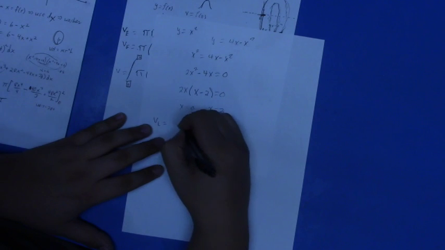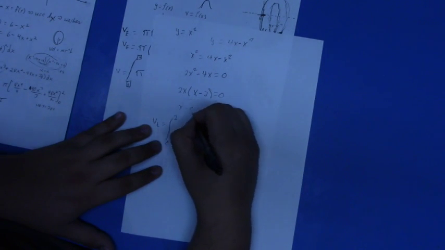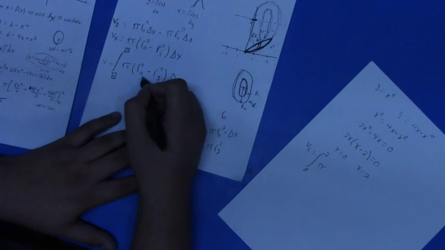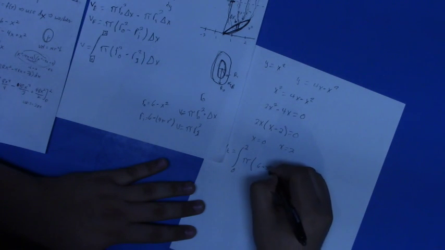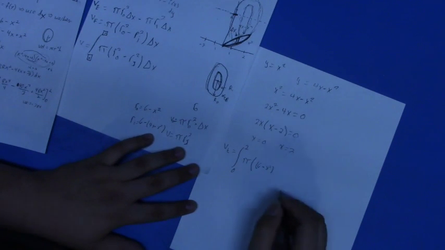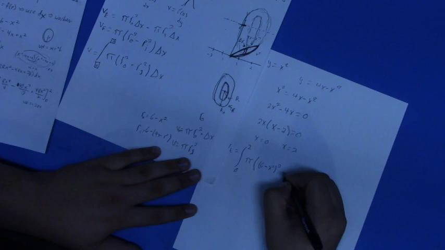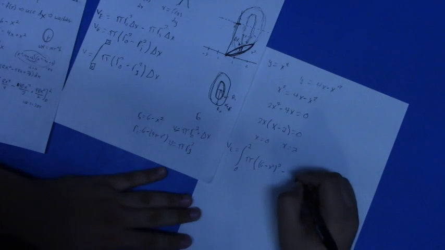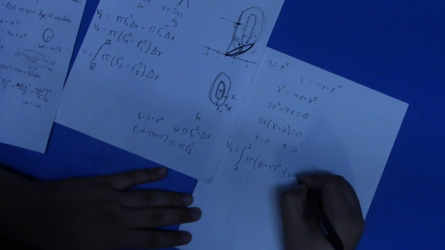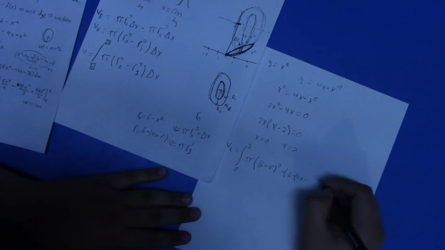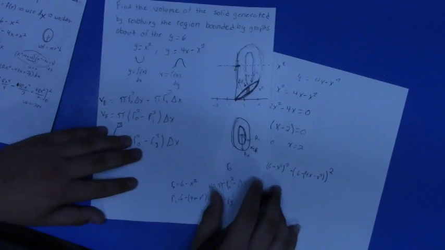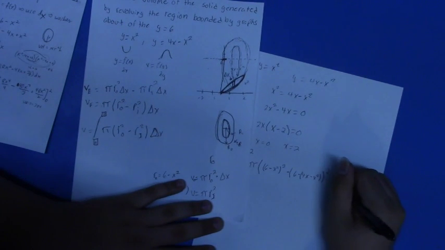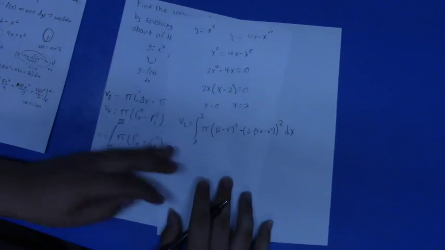Alright, so the total volume is going to be an integration from 0 to 2 of pi, and it's time to incorporate our radii here. Our outer radius is going to be 6 minus x squared, and we have to make sure that quantity is squared, minus the inner radius, 6 minus 4x minus x squared, all of that squared, times dx, since we're integrating.